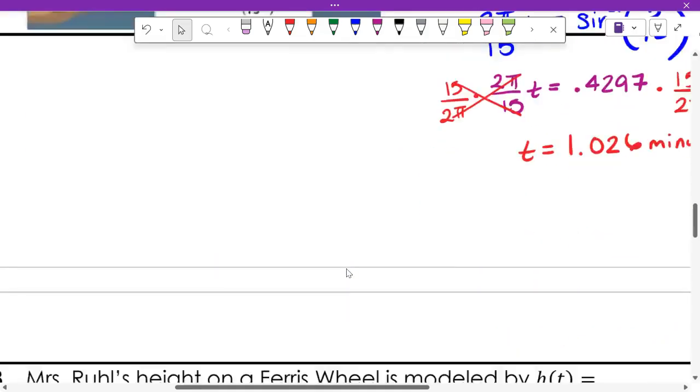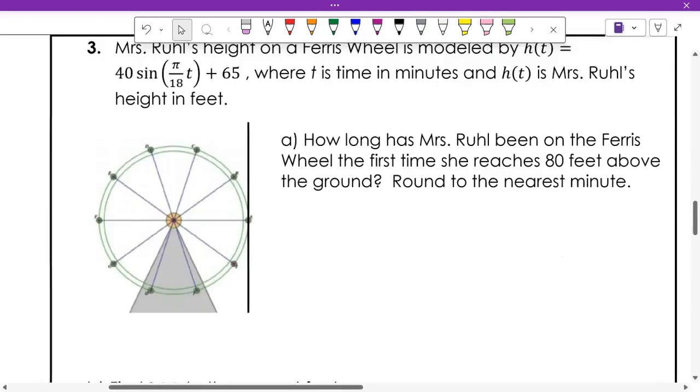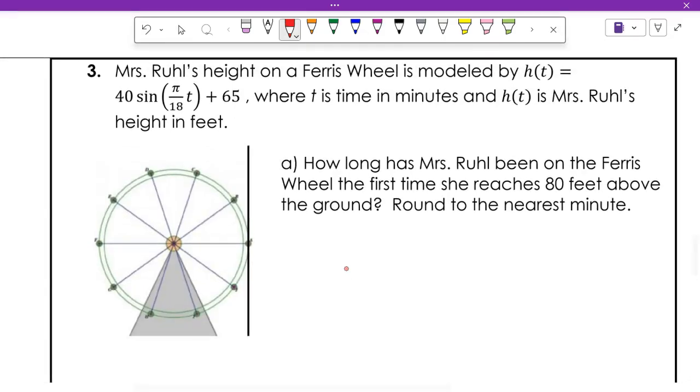Okay. All right. Mrs. Rule's height on a Ferris wheel is modeled by h of t equals 40 sine pi over 18t plus 65, where t is time in minutes and h of t is Mrs. Rule's height in feet. How long has Mrs. Rule been on the Ferris wheel the first time she reaches 80 feet above the ground? Okay, so let's look at that.